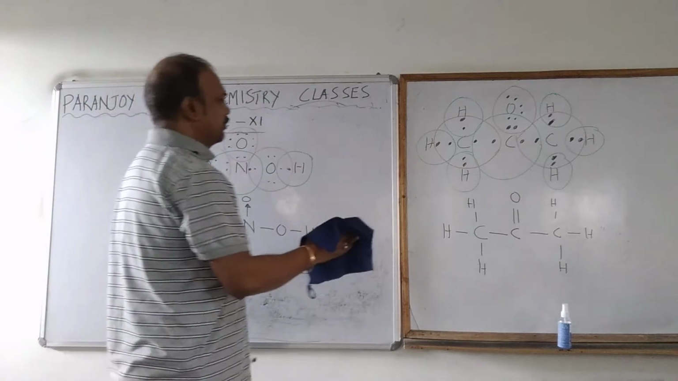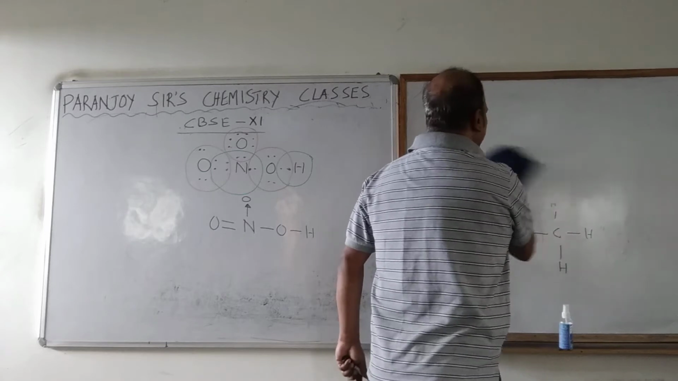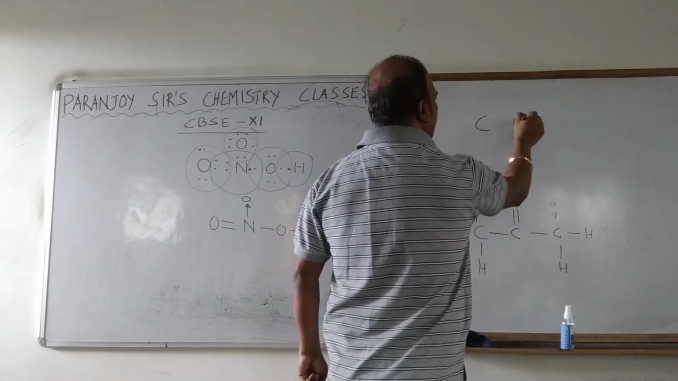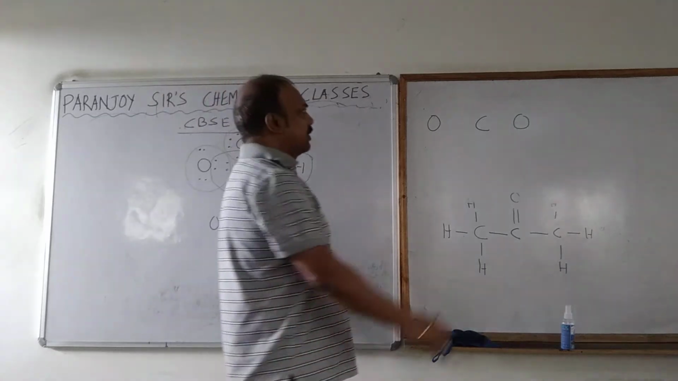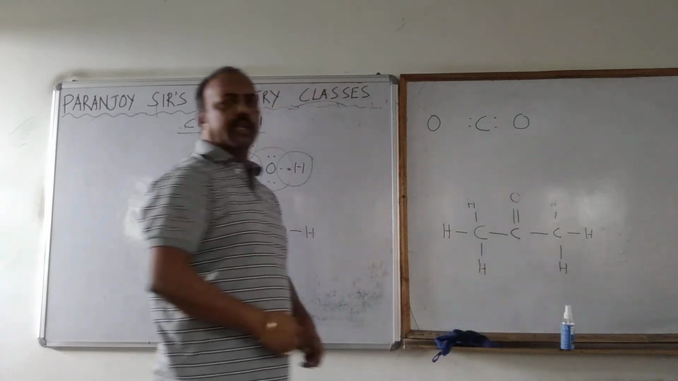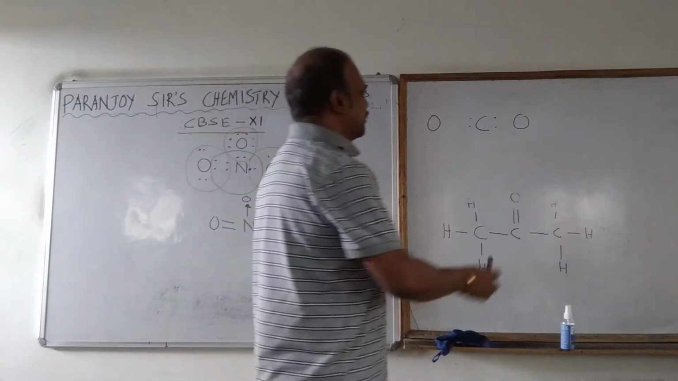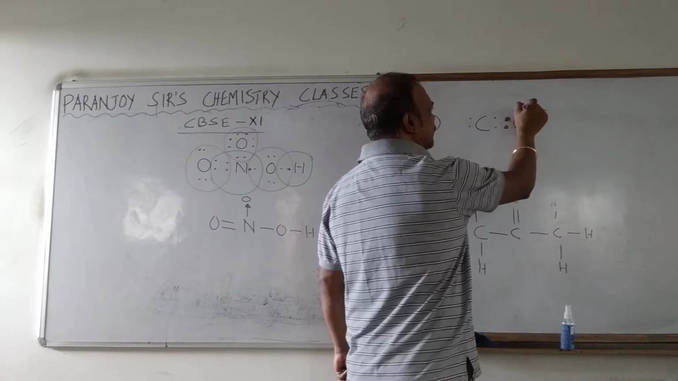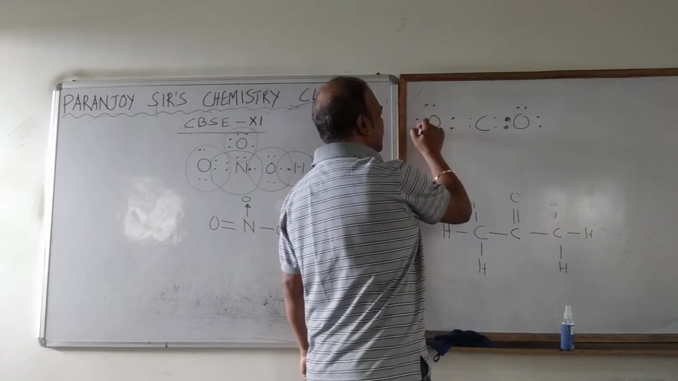The next structure we are going to do is for carbon dioxide. Now, for carbon dioxide, the molecule has bonding between carbon, oxygen and oxygen. Carbon has 4 electrons, we know, 1, 2, 3, 4. Oxygen has 6 electrons in its valence shell: 1, 2, 3, 4, 5, 6, and 1, 2, 3, 4, 5, 6.